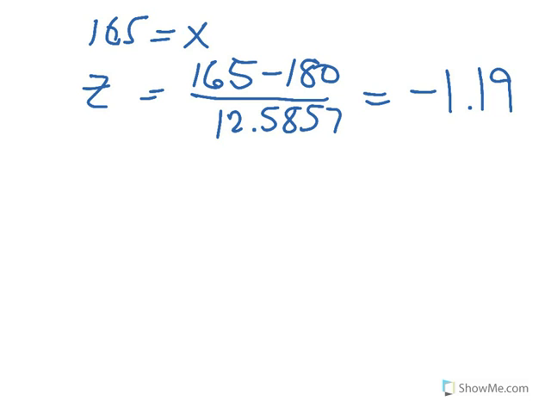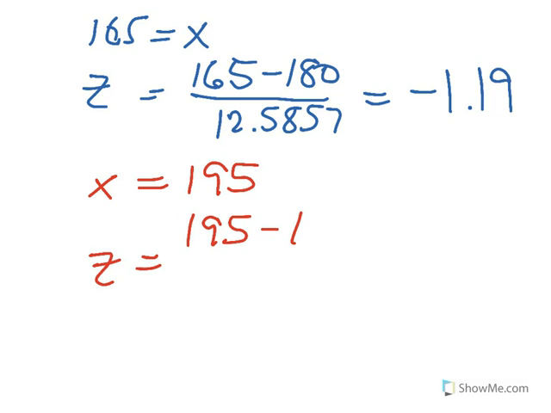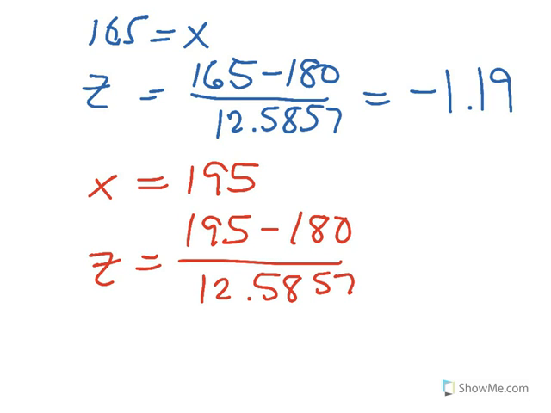Then, if we do the same calculation for the other x, which is 195, it looks very much the same, except in this case, we have a positive z since we're above average, and it's going to actually be the same z, just on the positive side, 1.19. All right, so at this point we have the two standard scores. Now all we need to do is make a quick sketch and find the area that we're looking for.